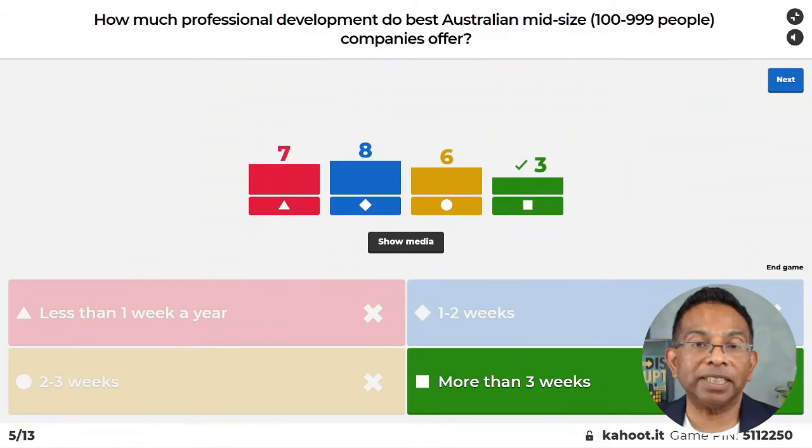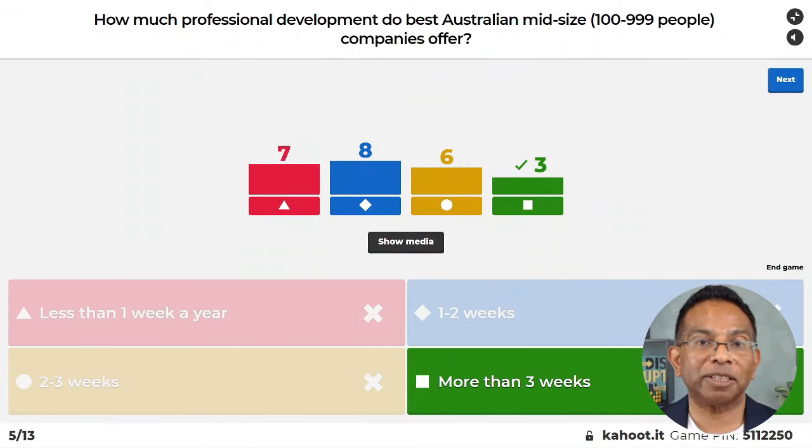Yeah, so this was surprising when I saw this. They actually offer a significant amount of time for learning and development of their people. And correlation doesn't mean causation, so it doesn't necessarily mean that they're better. But I think it's an interesting thing to look at, that these are the best mid-sized companies in Australia.